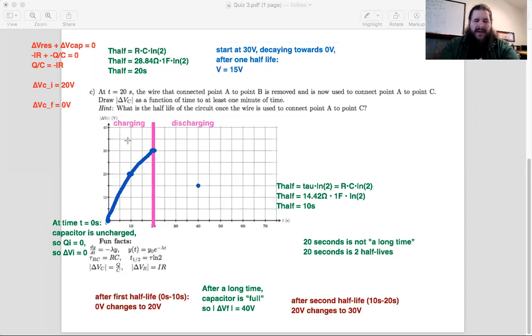And what about one half-life after that? If we wait to 60 seconds, one half-life later, what would be halfway from 15 down to the asymptote? 7.5. Right. So after another 20 seconds, we're going to be at 7.5. And then one half-life beyond that, at 80 seconds, we'd be halfway from 7.5 down to 0. So half of 7.5 is what, 3.75? So we're around here.